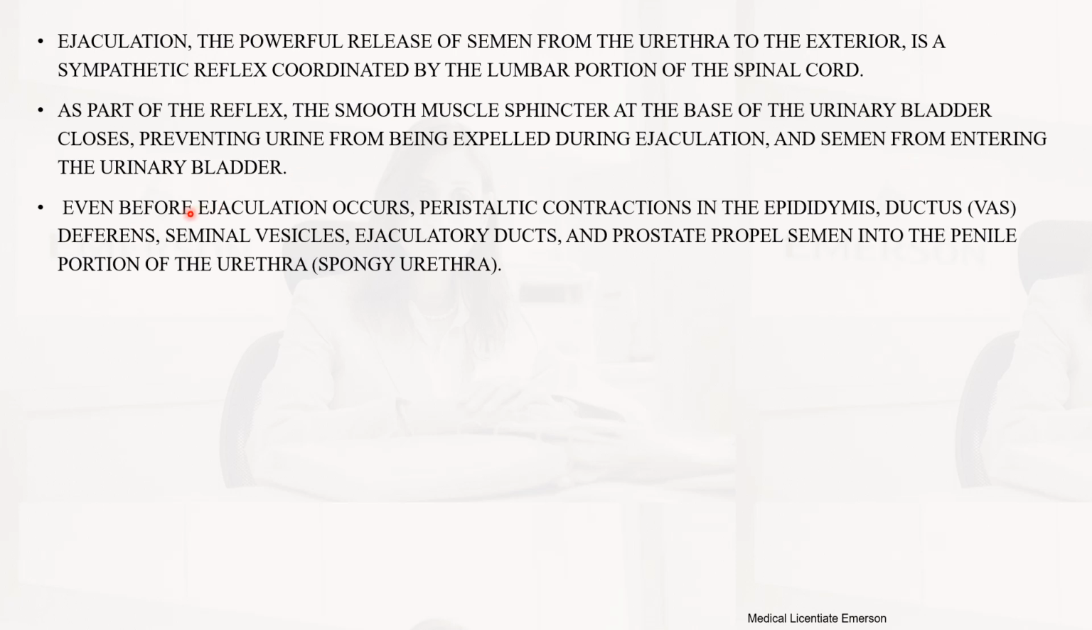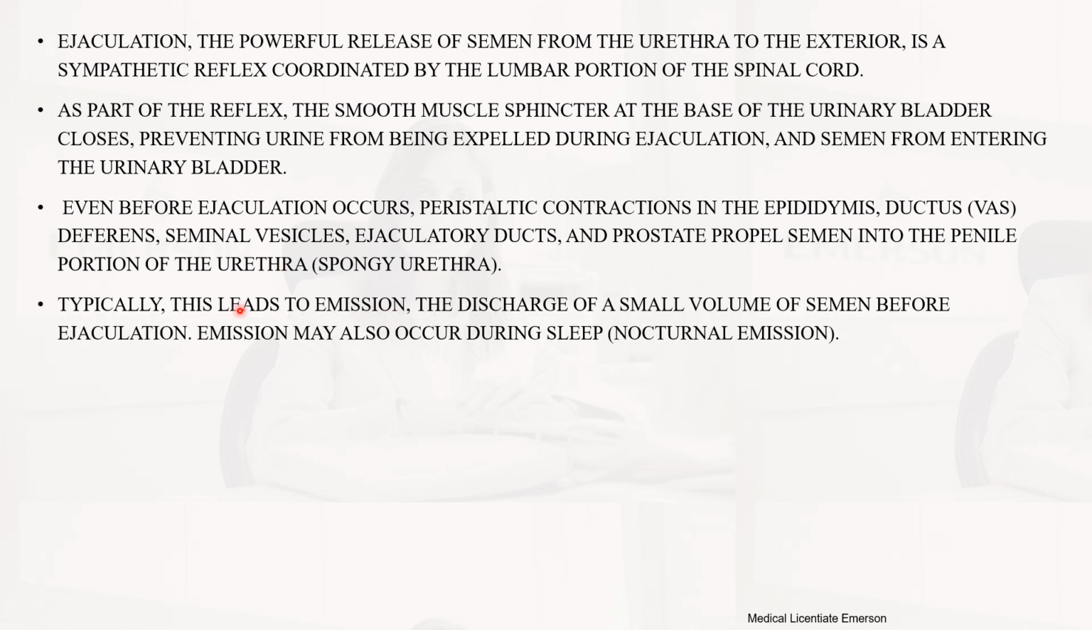Even before ejaculation occurs, peristaltic contraction in the epididymis, the ductus deferens, seminal vesicles, ejaculatory ducts, and the prostate propel semen into the penile portion of the urethra, specifically the spongy urethra. Typically this leads to emission, the discharge of a small volume of semen before ejaculation. Emission may also occur during sleep, which we call nocturnal emission.